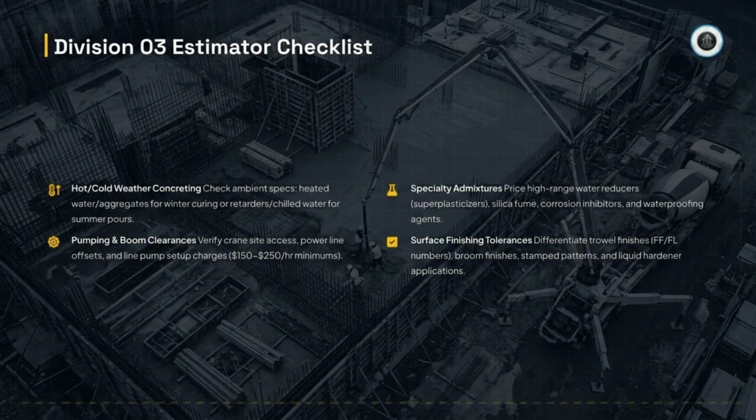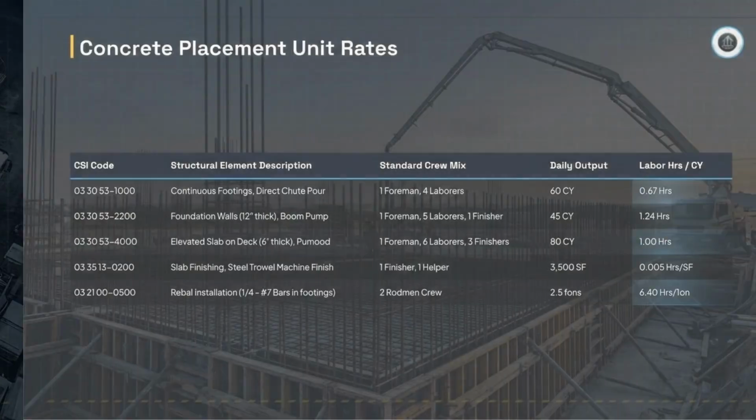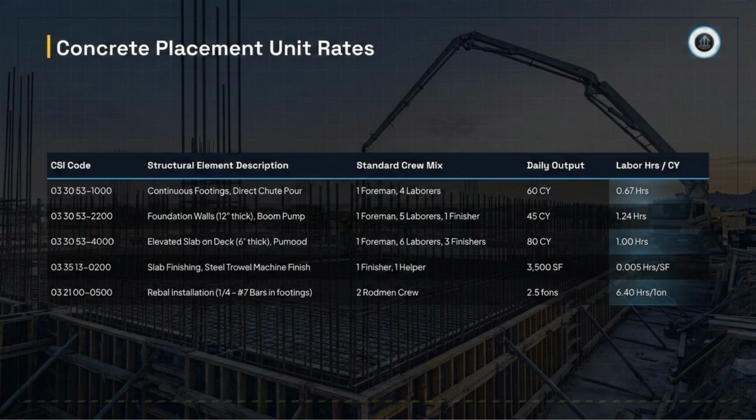Use this checklist to ensure no costs are overlooked. Consider seasonal weather impacts, verify crane and pump access, price specialized admixtures, and define surface finishing tolerances like FF/FL numbers. Understanding unit rates is vital. This table illustrates standard daily outputs and labor hours per unit for common tasks, such as foundation walls, slab finishing, and rebar installation.